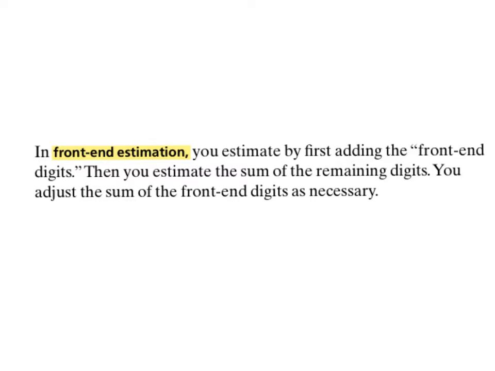In front-end estimation, you estimate by first adding the front-end digits, or the numbers that are in the beginning. Then you estimate the sum of the remaining digits. You adjust the sum of the front-end digits as necessary.